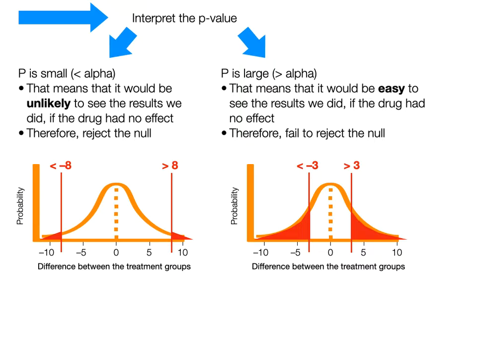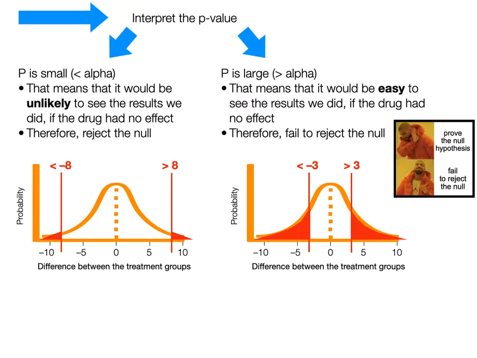That would mean that it would be pretty easy to get the results that we did if the drug had no effect, and in that case, we would fail to reject the null. I think this meme is a nice reminder of what you're supposed to do there.